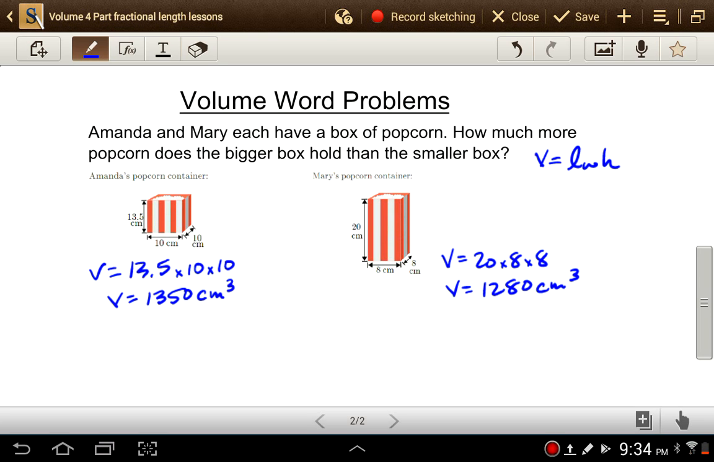The question is not who has a larger popcorn container. In this case, it's how much more does that container hold. So to figure out how much more, I'm going to subtract 1,350 minus 1,280. And when I subtract those, I get 70. Don't forget my label, centimeters cubed. So Amanda's popcorn container can hold 70 centimeters cubed more popcorn than Mary's.